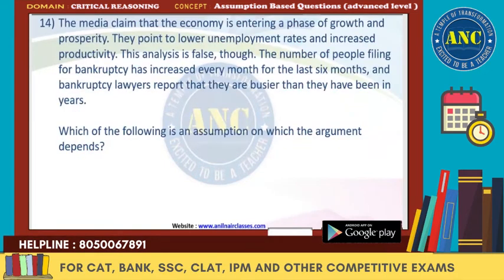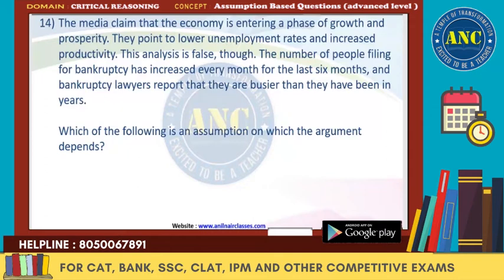The media claims that the economy is entering a phase of growth and prosperity. They point to lower unemployment rates and increased productivity. This analysis is flawed though. The number of people filing for bankruptcy has increased every month for the last 6 months, and bankruptcy lawyers report that they are busier than they have been in years. Which of the following is an assumption on which the argument depends?